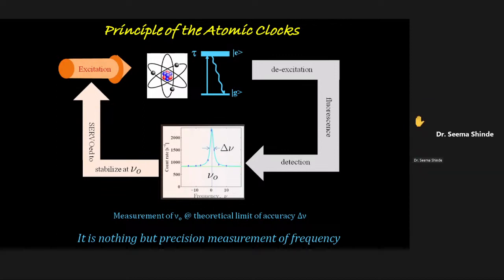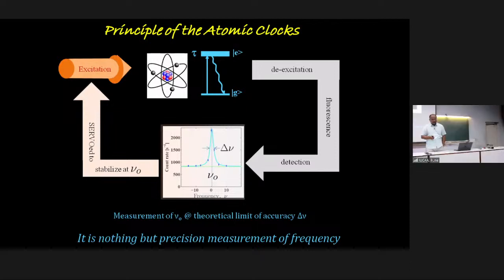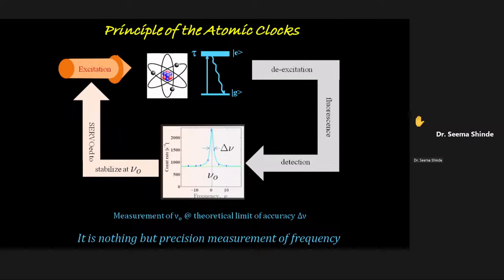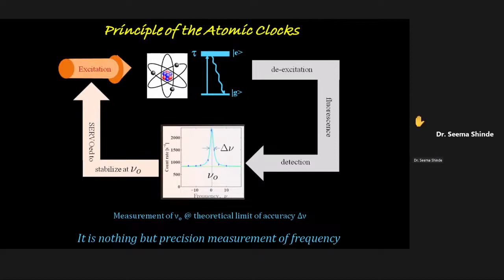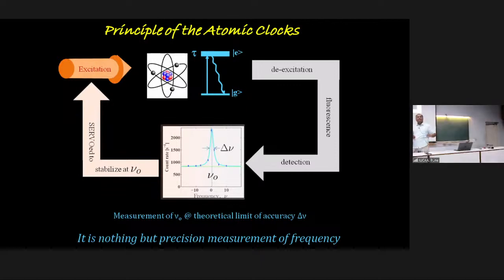Sir, just in continuation with the previous question, we are doing laser cooling to increase the delta T. Another technique is to increase the length. So will this laser cooling increase this tau also? No. The tau is an atomic property. This tau is the excited state lifetime. Nobody, even God, cannot do anything about it.